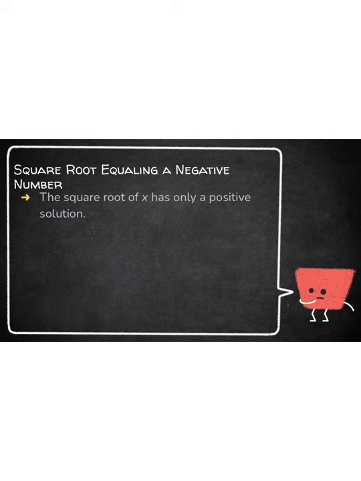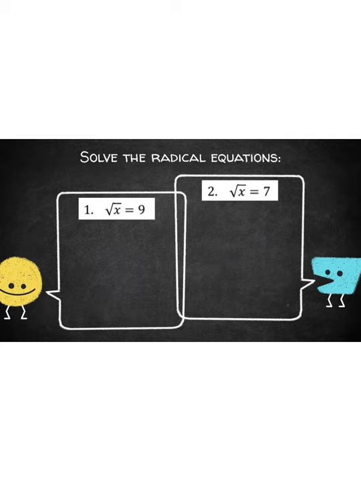One thing to remember is that the square root of x has only a positive solution, so the square root cannot equal a negative number. Okay, so let's start with this first one.